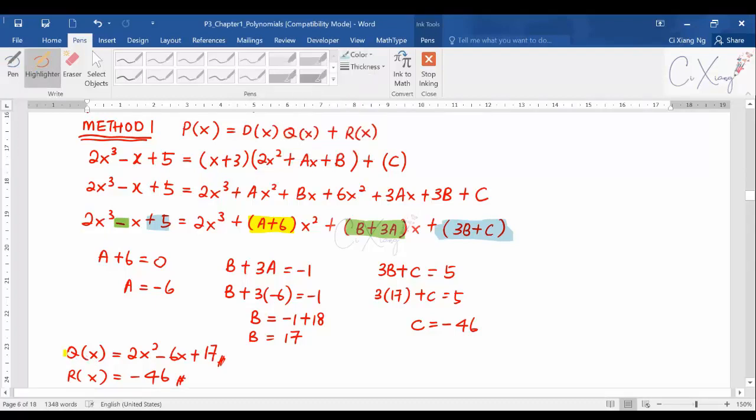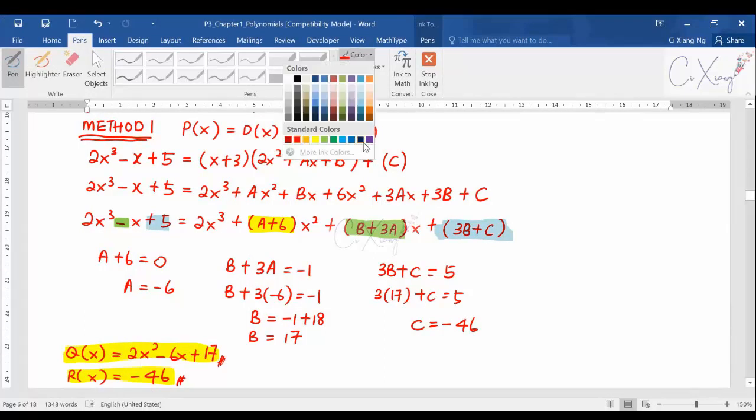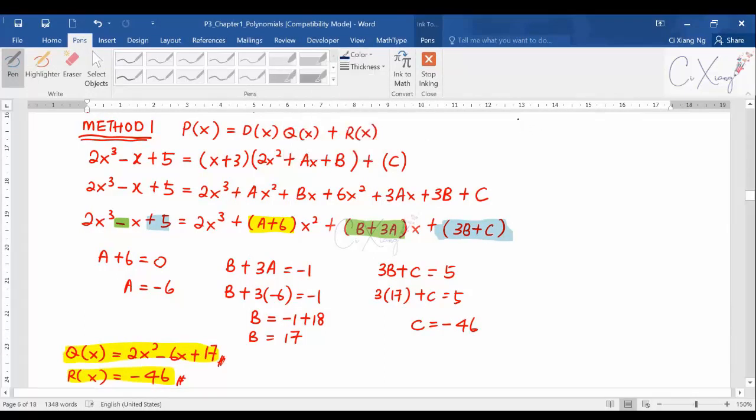Alright, so the very important thing is you need to know how to write out the very first equation at the beginning. If you write it out wrongly, that means your whole question is wrong. So this is what we have for method number 1. You have to learn this method as well, because for some questions you will find that this method is very useful. Alright, now we continue to method number 2.